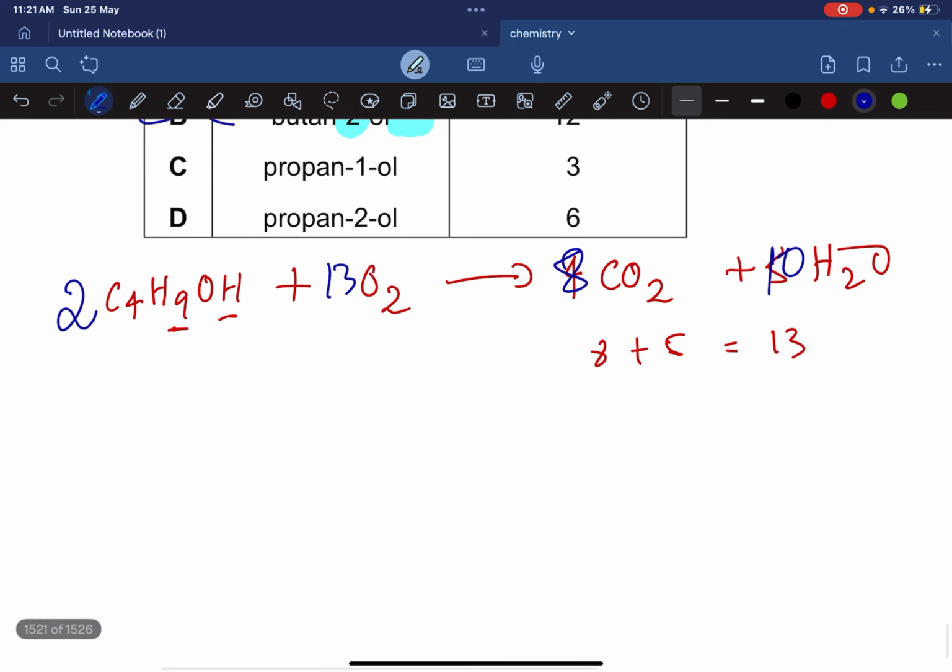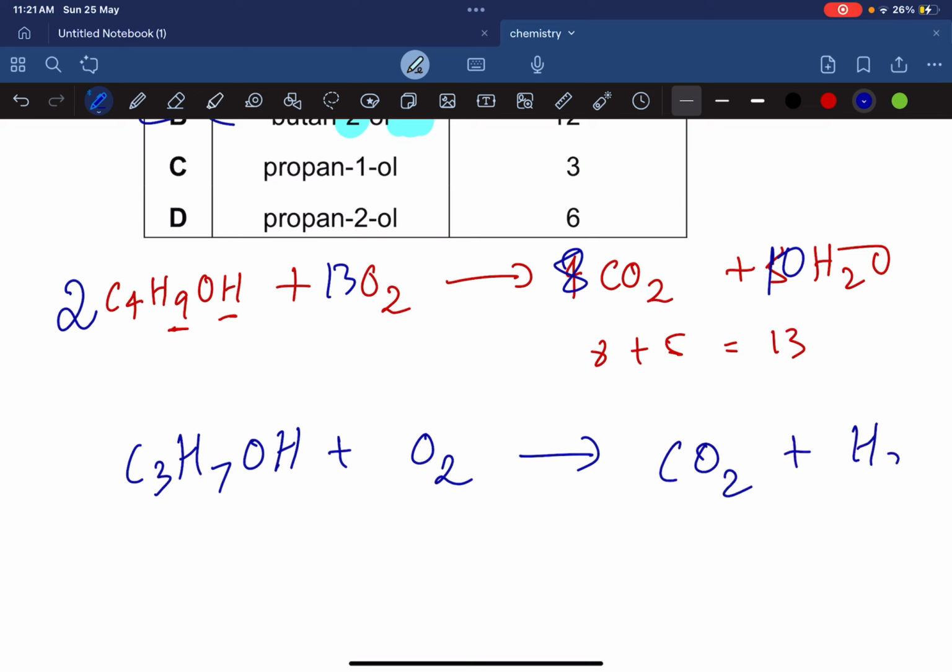Moving on to propan-1-ol. So that's going to be C3H, double it first, 6 and 7, OH plus O2 forming CO2 plus H2O. There's going to be a 3 over here, and 7, 8, there's going to be a 4 over here.